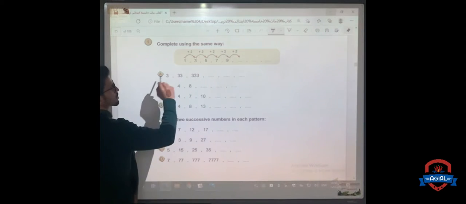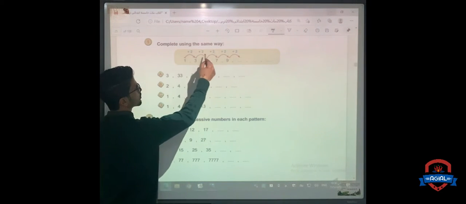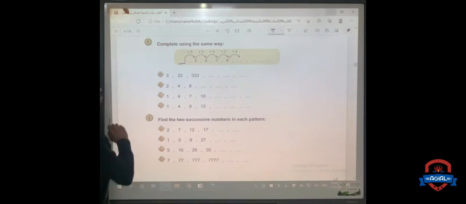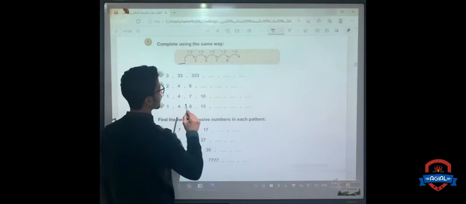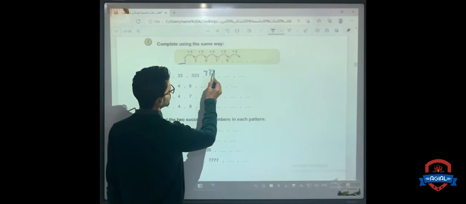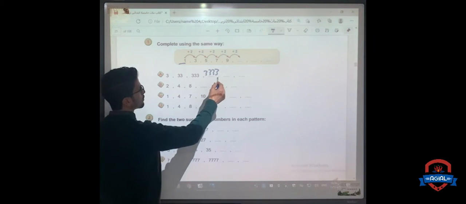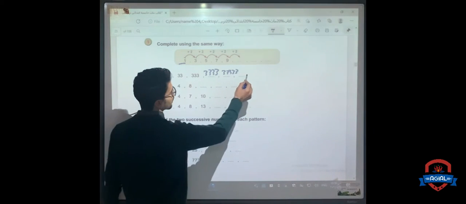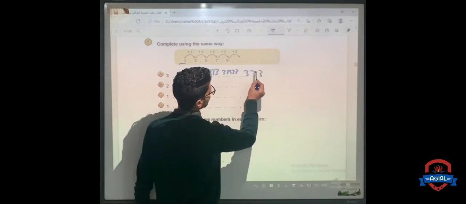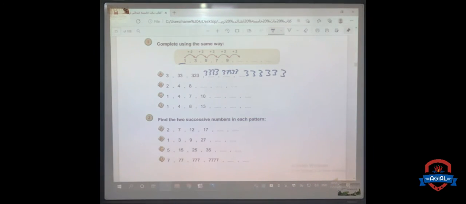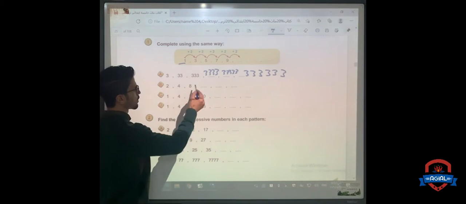If we look at the first example, to find the next number, we have to add 2 when we move to the right. So in letter A, we have 3, then 33, then 333. So the next number will be 3,333, and the next will be 33,333. Then we have 333,333. If we look at letter B, we have 2, 4, 8, then we have to complete.